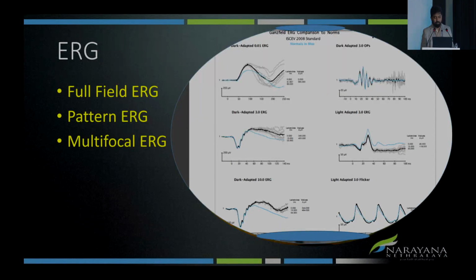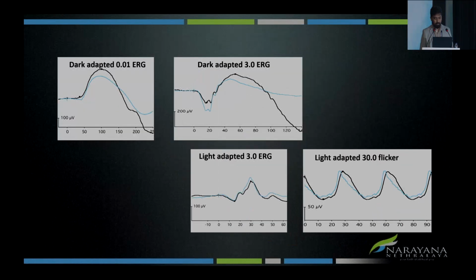So this is how a typical full field ERG printout looks like. I'll go to the individual waveforms to make you all understand better. So the full field ERG recording starts with a typical dark adaptation where the patient is made to sit in a dark room for 20 minutes. That is minimum of 20 minutes. It will be a pitch dark room.